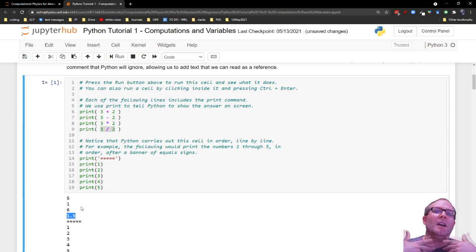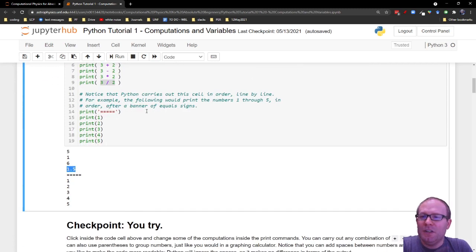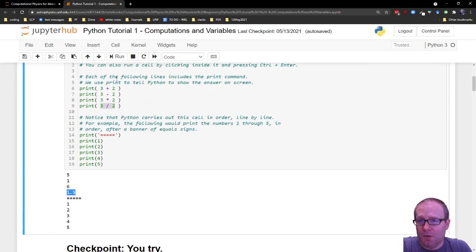It can handle more complicated math operations. It can do sine and cosine. It can do square roots. It can do powers. But for right now, we're just going to stick with the basics so that we don't overload your input there. And again, I want you to notice that Python carries out all of this in order, right? So first was the addition, subtraction, multiplication, division, and that's the order in which it appears here.